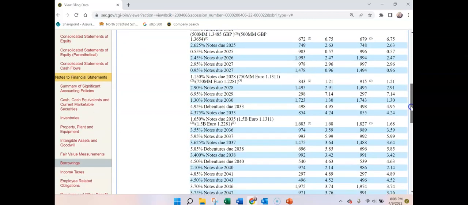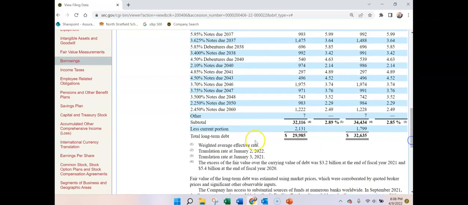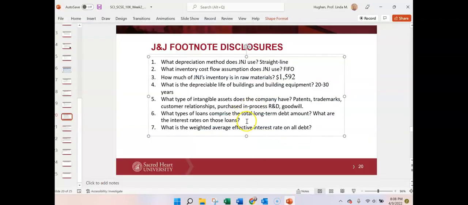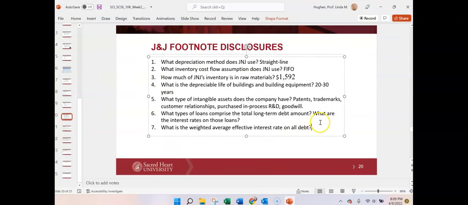So we see many different loans here at different fixed stated rates. Total of 32.116 billion. Remember, GAAP says we must strip out and separately report the portion of the long-term debt that's due within 12 months of that balance sheet date, and the rest is in the long-term debt column. So rather than writing this out, what types of loans, we see many different loans at many different interest rates. Question 7 says, what is the weighted average effective rate on all debt? And they tell us here 2.89, I see this footnote, is the weighted average effective rate. So it just gives us some estimate of the rate that the company's paying on its long-term debt.